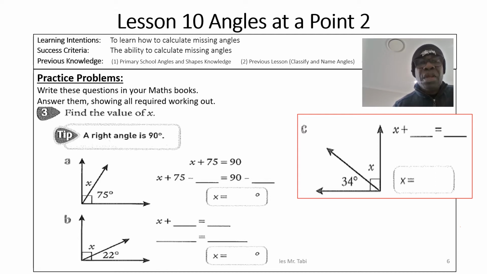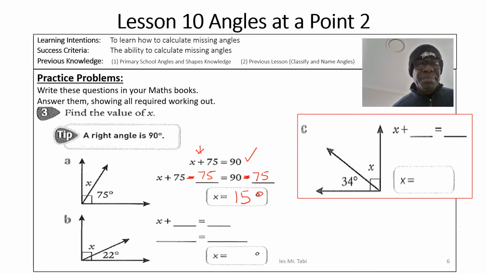Now, x plus 75 will be equal to 90 degrees because they are complementary angles. Now, we want to solve for x. Because that is plus, we must use the inverse, which is the minus. So, minus 75. So, do minus 75. 75 minus 75 will be 0. So x plus 0 is still x. And 90 minus 75, that gives us what? 15. So 15 degrees is our answer. That's 15 degrees.